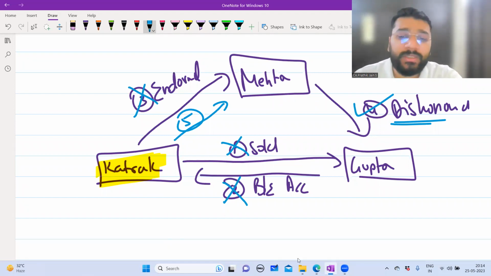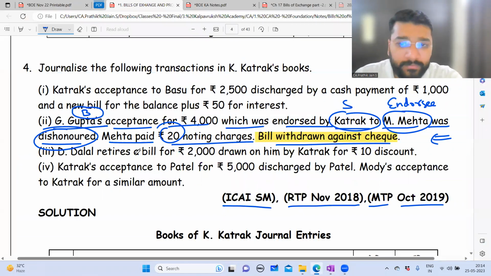See, if you look at this question, they are basically focusing on the dishonorment, then subsequently bill withdrawn against cheque. Now this is important. What is bill withdrawn against cheque? Don't know, sir. Tricky. Take a highlight on this point. I'll tell you what it is. Okay, we'll go in order.